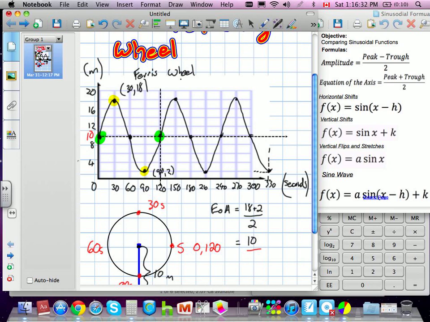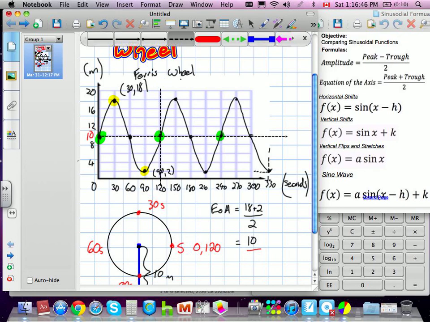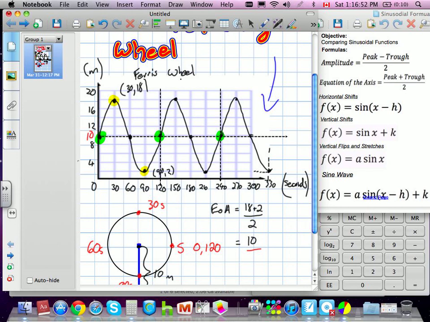How many cycles does this go through? We got one for sure. Does it go through another? Okay. Where's the next cycle end? At what time? 240 seconds. And then, here's a tough question. How much of a cycle is this? 3/4. Very good. 1/4, a half, 3/4.